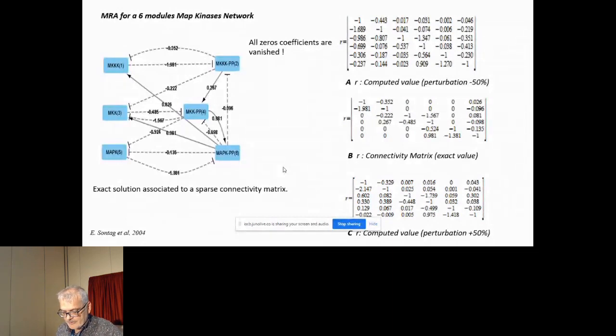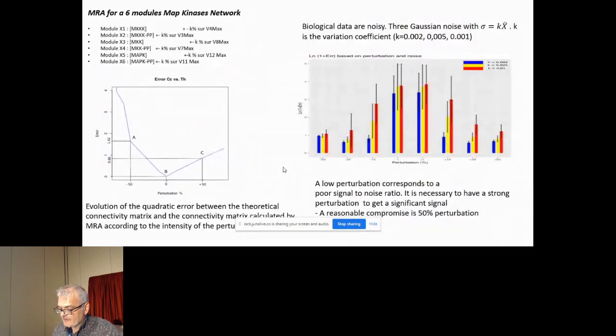So these are very important things. We can notice that the computed connectivity matrices given in tables A and C are not sparse anyway. The error is not symmetric because of the non-linearity of the system. So if we examine more precisely the error function, in the left figure we see the evolution of a quadratic error between the theoretical connectivity matrix and the connectivity matrix calculated by MRA according to the intensity of the perturbations.